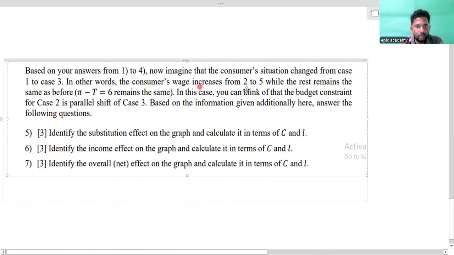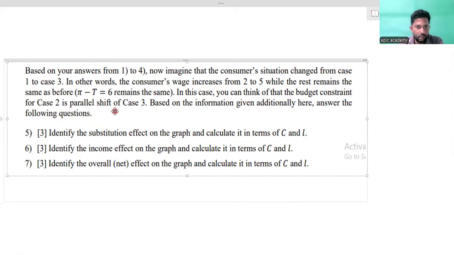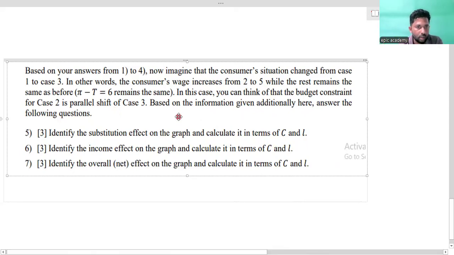Consumer wage increases from 2 to 5, while the rest remains the same as before. I mean 5 minus T or C, the same. In this case, you can think of the budget constraint. For case 2, it is a parallel shift of case. From case 2 to case 3, it is a parallel shift. Yes, we already identified that one.